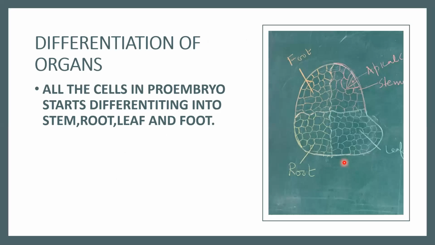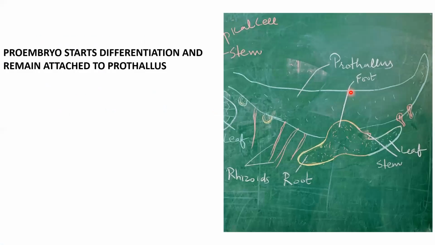Now these 8 cells will further divide mitotically into 16 cells, 32 cells, 64 cells, and a group of cells called the proembryo is produced. The cells are undifferentiated, but later on they will get differentiated to form various organs. This forms the foot, this forms the root, this part will form the leaf, and in the stem part, the apical cell will get differentiated to form the stem region. Now various organs will start differentiating.